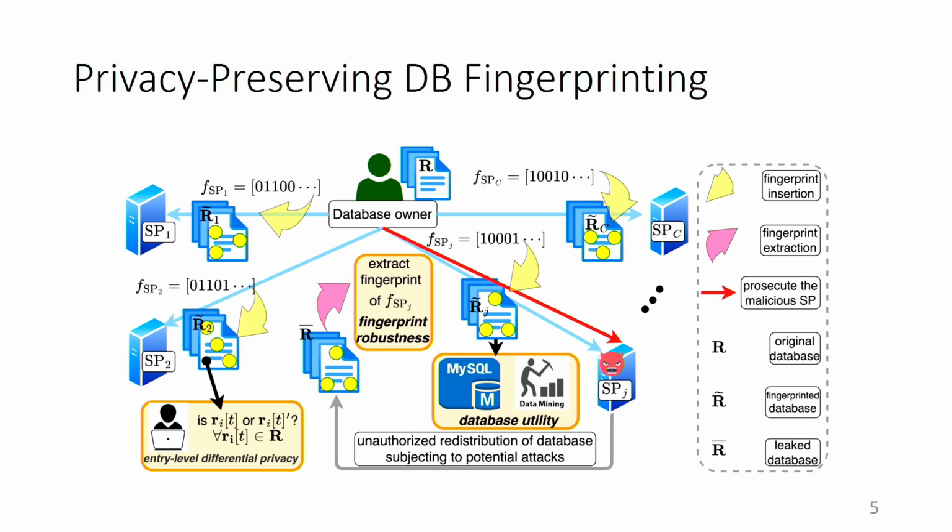And in addition to the security guarantee of fingerprint robustness, we also achieve privacy guarantee. In that case, the adversary cannot really distinguish the value of a specific entry in the database. And in addition to the security and privacy guarantees, we also want to support a high database utility in order to answer SQL queries with higher accuracy and support data mining tasks.